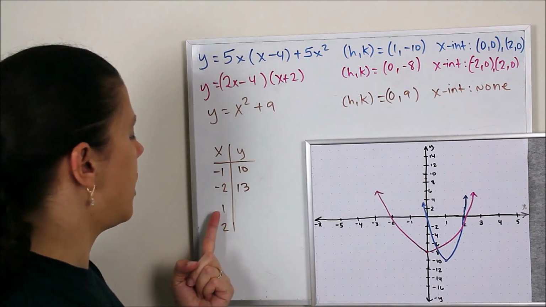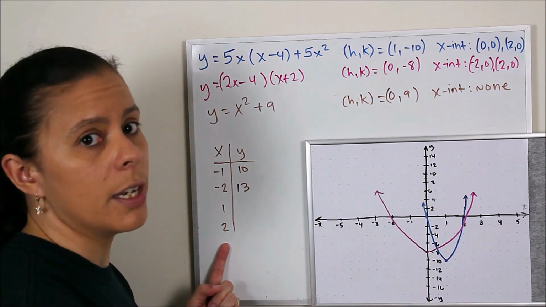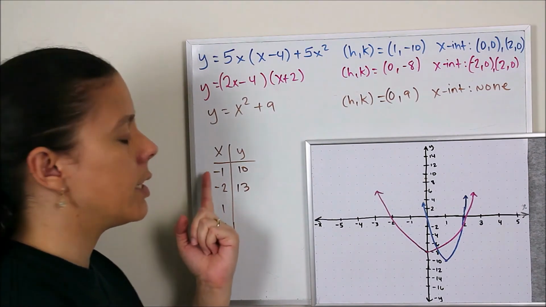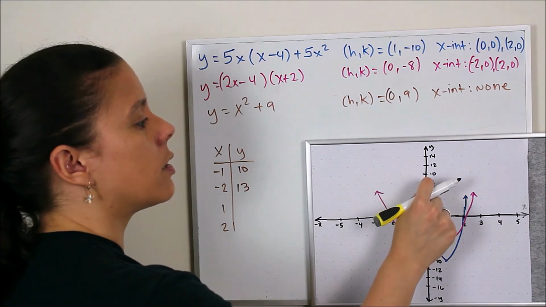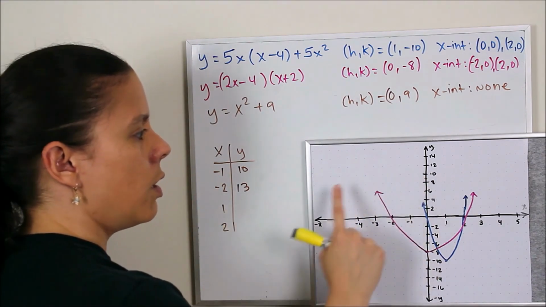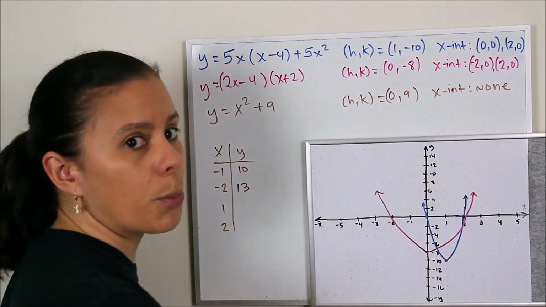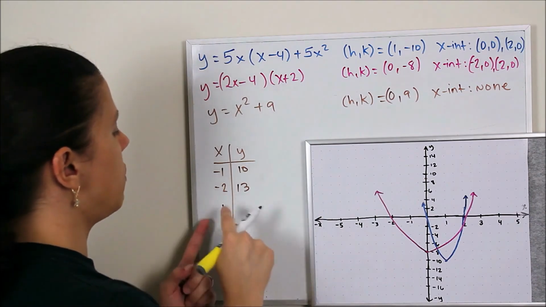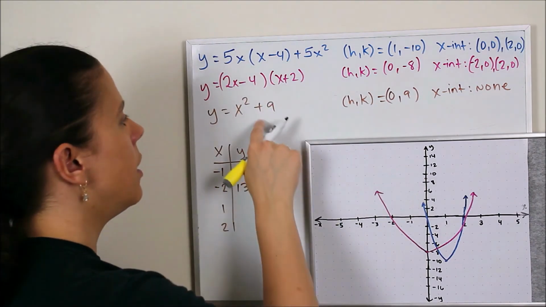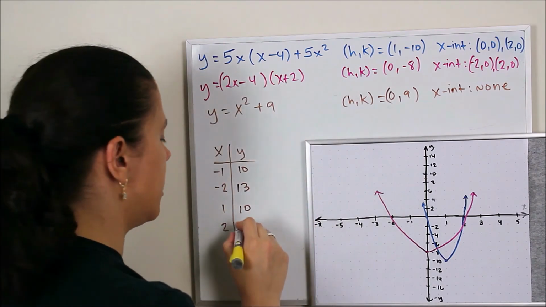Okay, and 1 should also be 10, and 2 should also be 13. Now, not because they're negative 1 and 1, but because they're equidistant from the vertex. Negative 1 is one space left from the 0, and 1 is one space right from the 0. So even if we do the math, 1 squared is 1, plus 9 is just 10, and same thing for the 2. 2 squared is 4, plus 9 is 13.